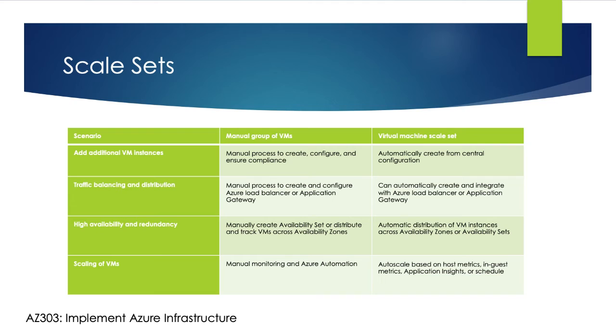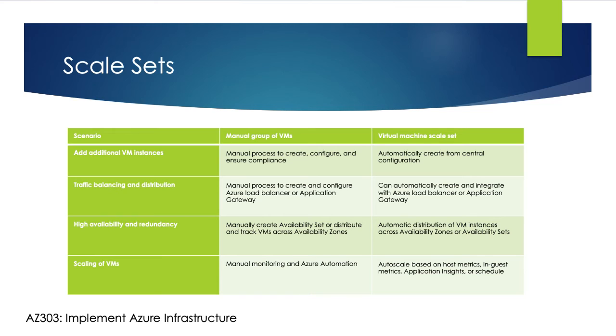Of course, we could just build our own VMs manually ourselves, as we saw in the previous example with availability sets. However, using virtual machine scale sets has a number of advantages, as we can see in the following table. The main benefit with scale sets is that they are automatically created from a central configuration, i.e. you build one virtual machine and the Azure platform will automatically replicate that virtual machine into the scale set. You can automatically create and integrate them with an Azure load balancer or an application gateway, and they are automatically distributed across availability zones.